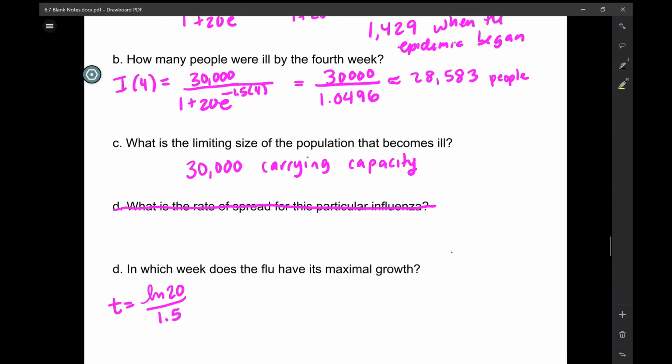So we'll take natural log of 20 and divide that by 1.5, and we get 1.997. So this is week 2.